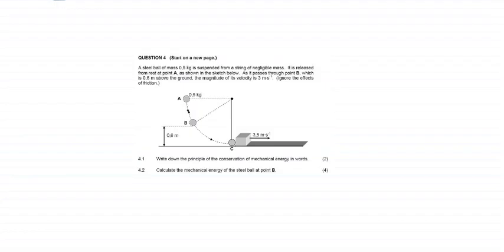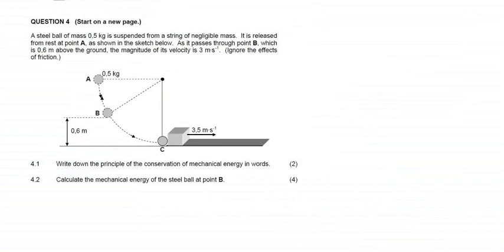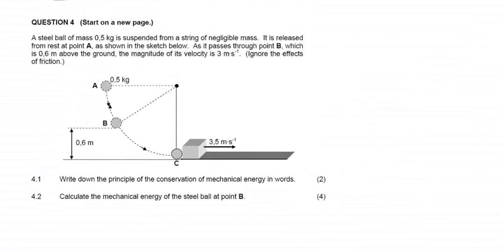Now here's the next question, just so that you can see what we are saying there. So you have a steel ball of mass 0.5 kg, which is suspended. If it's suspended, it means there's no motion, right, from a string.